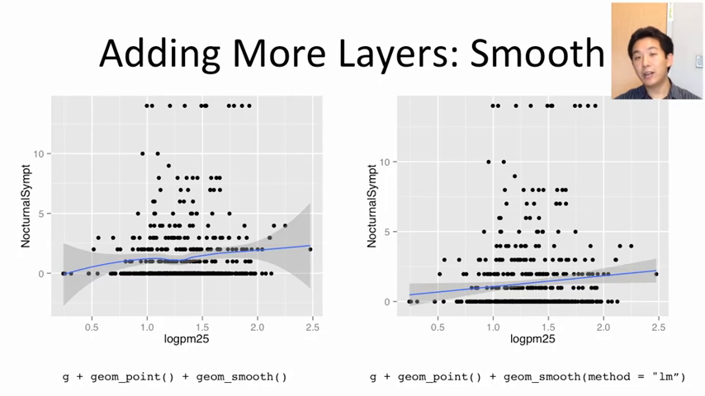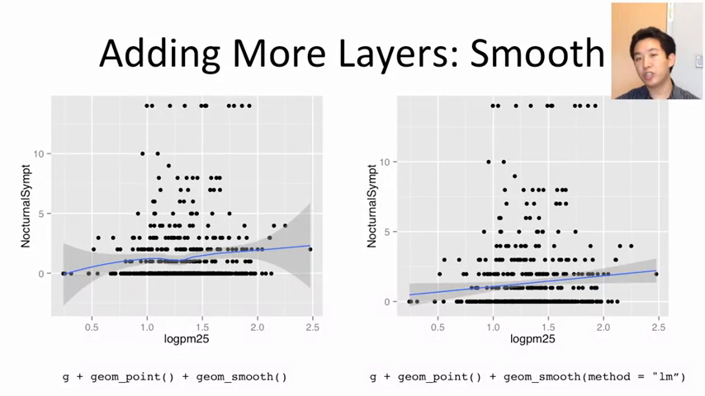Now, another layer that you could add onto your plot is a smoother, and many times you want to do this just so you can get a sense of the overall trend in the data. So you might want to get a general sense of as PM 2.5 increases, do we get more nocturnal symptoms? On the left-hand side here, this is the code down here at the bottom that I use.